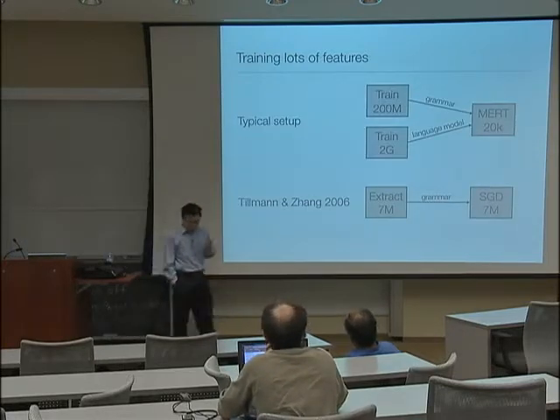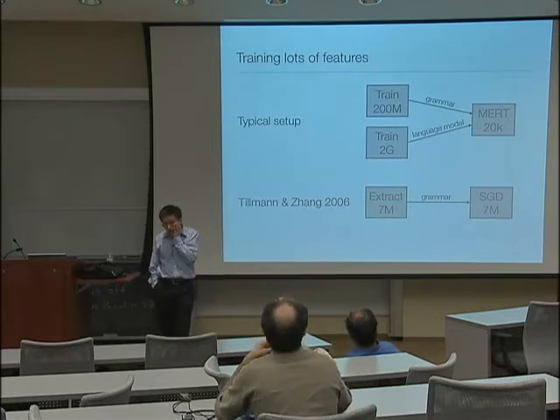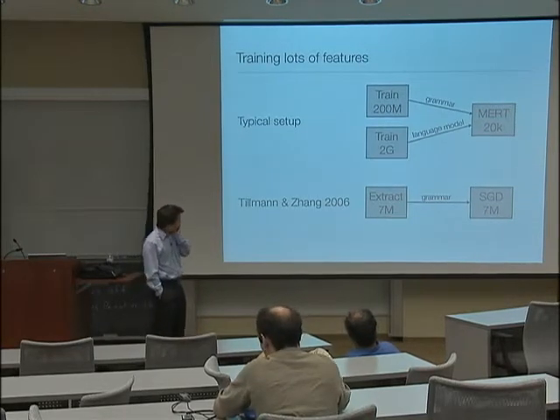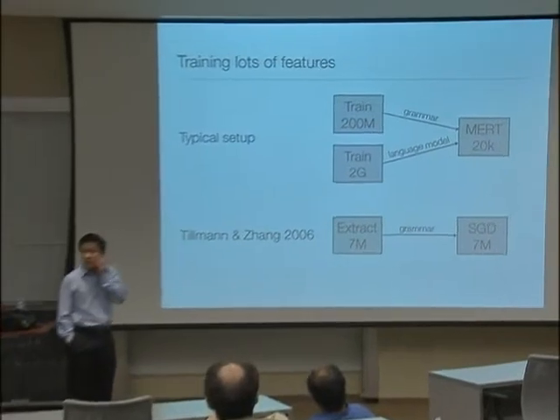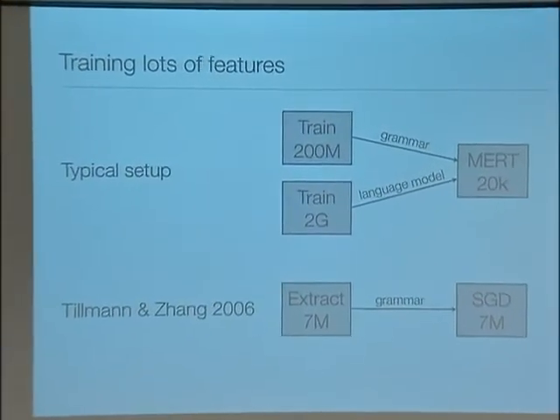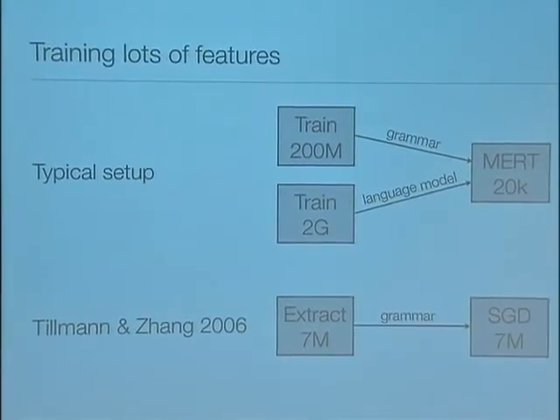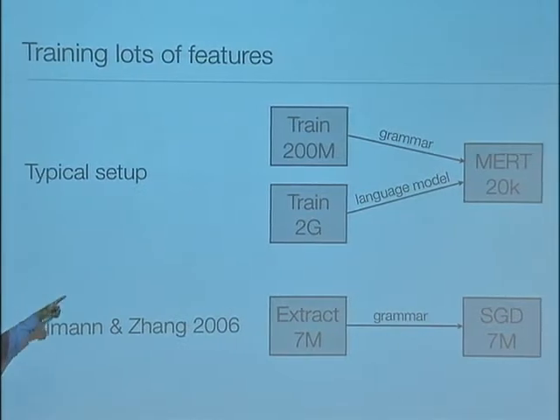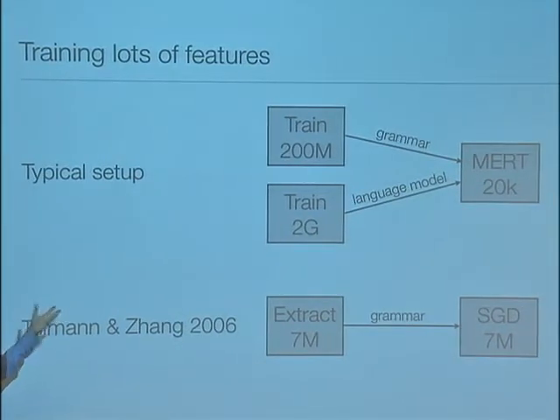Okay, so what are the technical obstacles to replacing MERT with another learning method? I think one of the largest problems is the sheer scale of the systems that we deal with. So up above is a typical setup for the kinds of systems that people enter into the NIST evaluations or GALE evaluations. You have a set of training data that you get your phrase table or your grammar from.